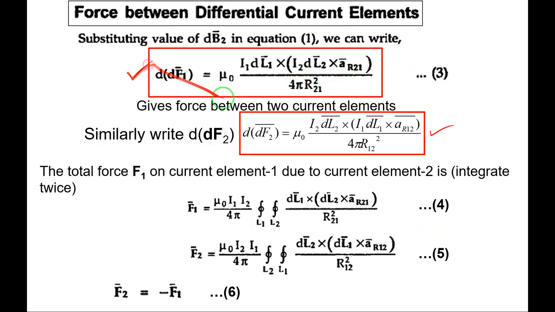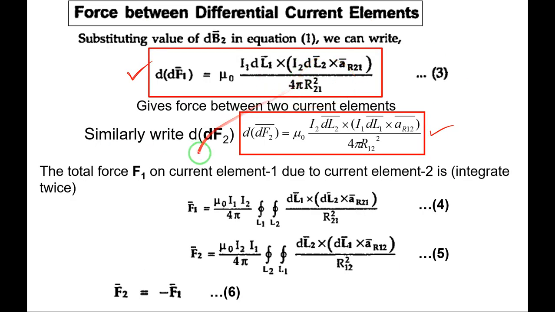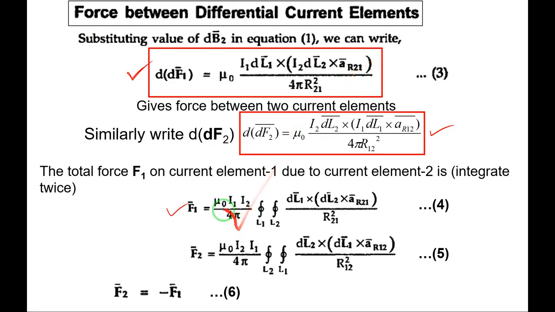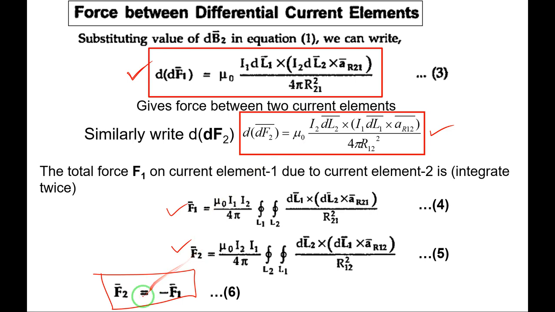So remember one formula, you will get the other one. Then we have considered only differential small elements, but for the entire loop, we integrate. This is ddF, which means integrate twice, so that we will get the total force acting on current element 1 due to current element 2, right? So this is F1 and this is F2, and F2 is equal to minus of F1. The force is attractive. They are equal but opposite in direction, right?